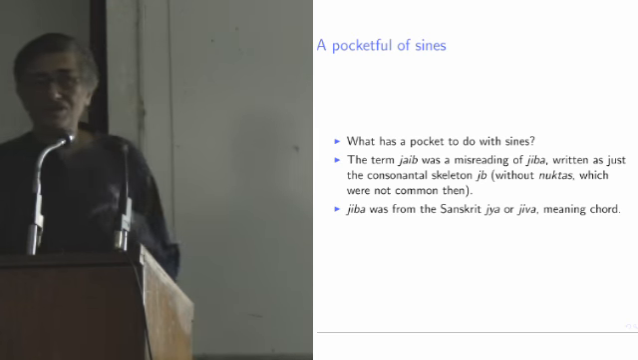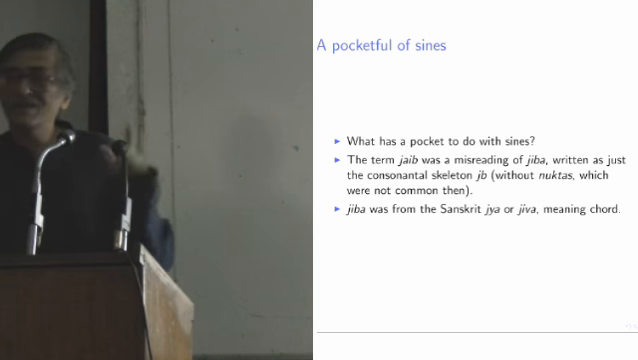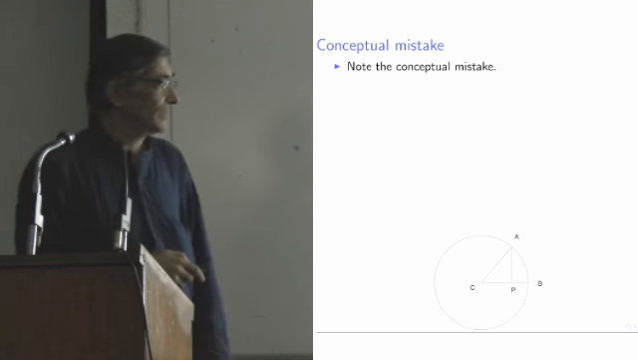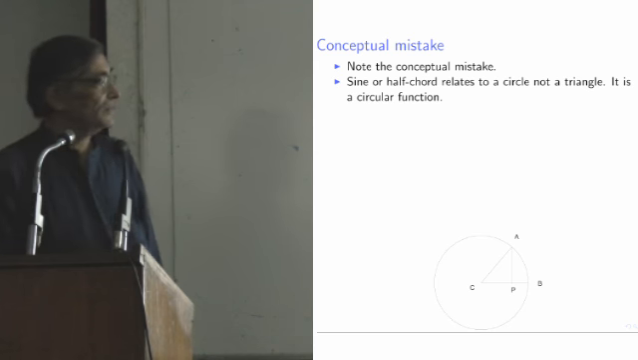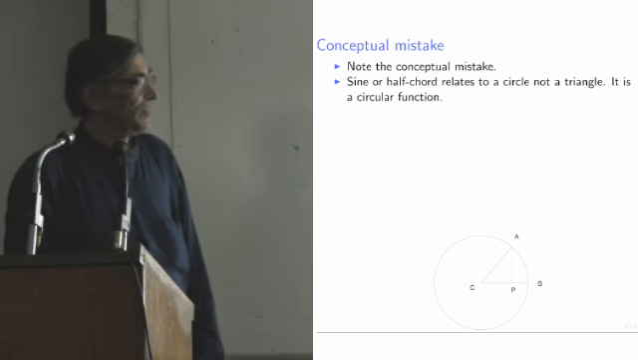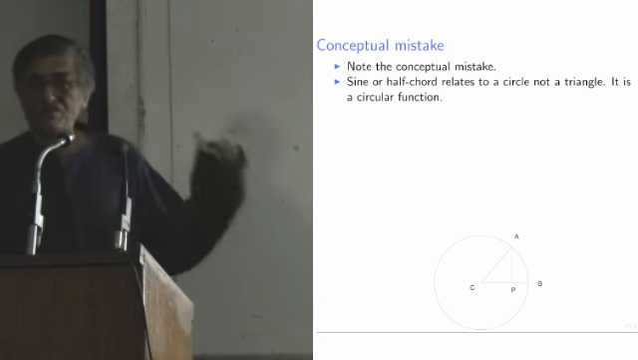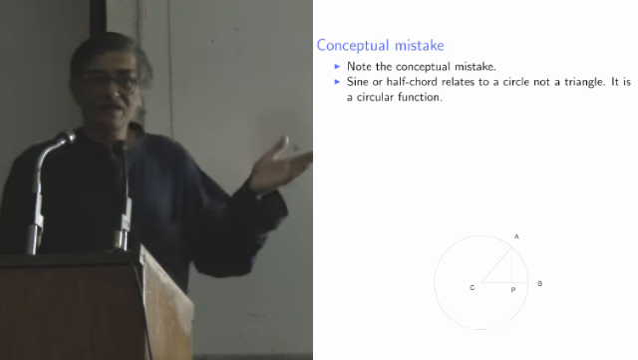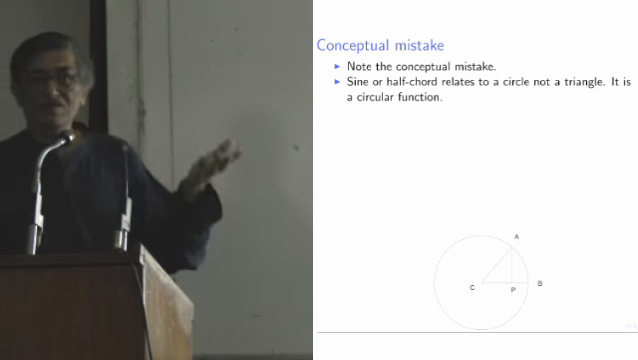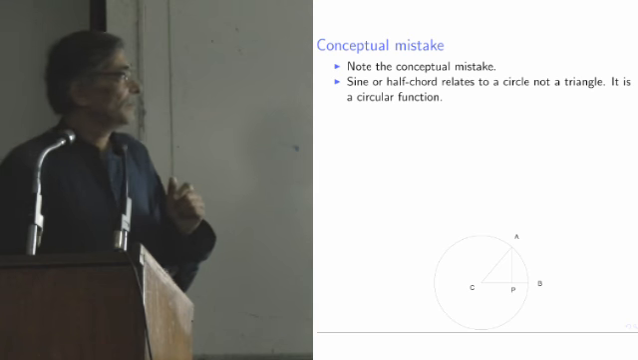Of course, wrong translations happen all the time. Point is, there was a conceptual misunderstanding. That's what I am talking about. So the conceptual mistake is that the sine is half chord, or the ja, as Aryabhata calls it. If I complete this ja, it's chord. It relates to a circle. It's a circular function. It doesn't relate to a triangle, opposite side by hypotenuse, as it is defined for people.